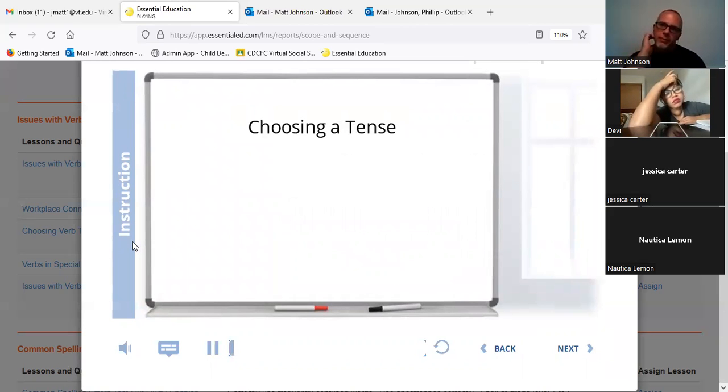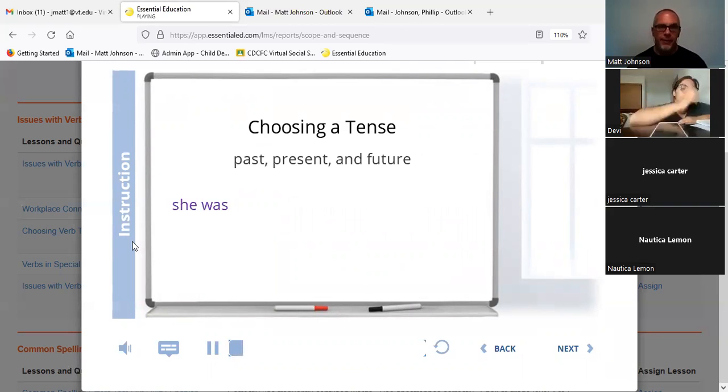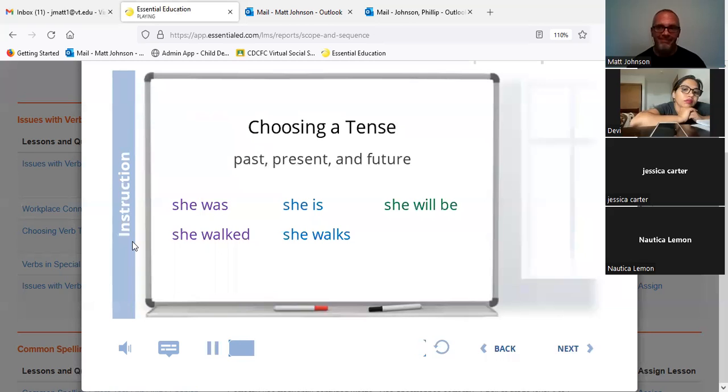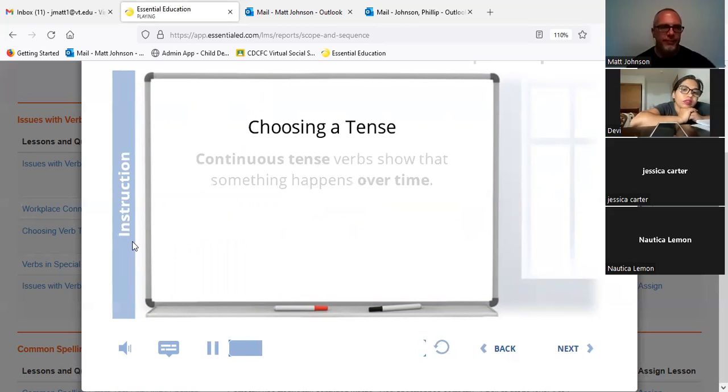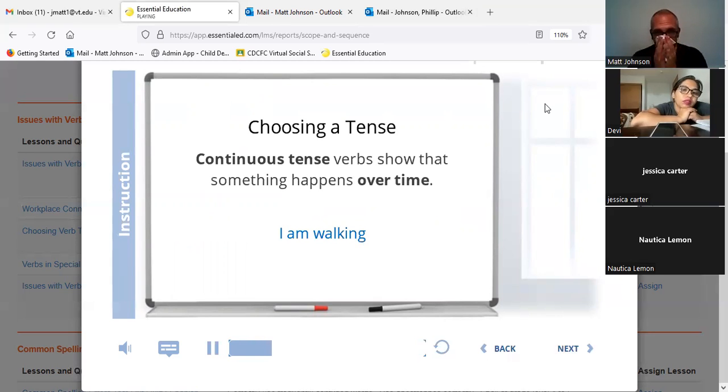How do you choose a verb tense? You probably know basic verb forms: past, present, and future. Walked to show the past. She is or she walks to show the present. She will be or she will walk to show the future. But there are more complicated tenses. Continuous tense verbs show that something happens over time. In the present, you'd say, I am walking. In the past, continuous is, I was walking. And the future continuous is, I will be walking. It shows that you were, are, or will be continuing to walk.